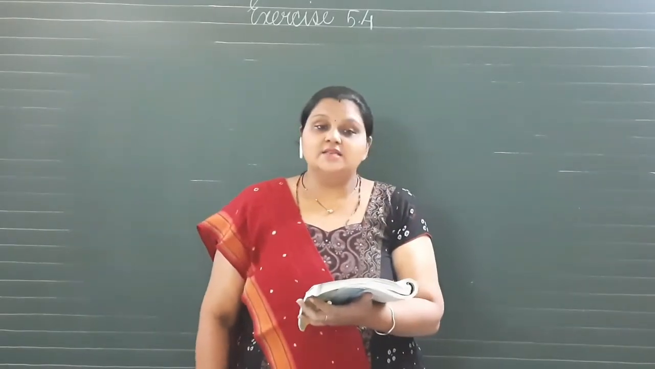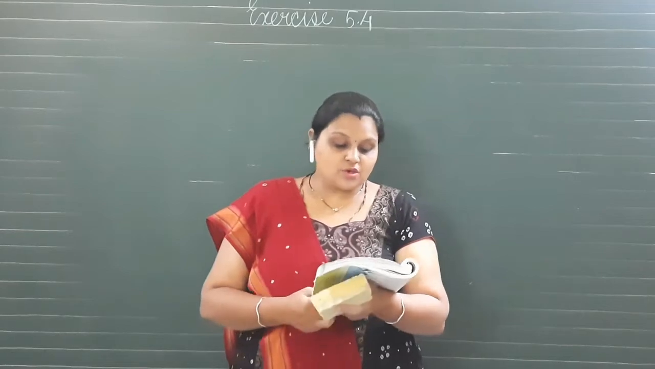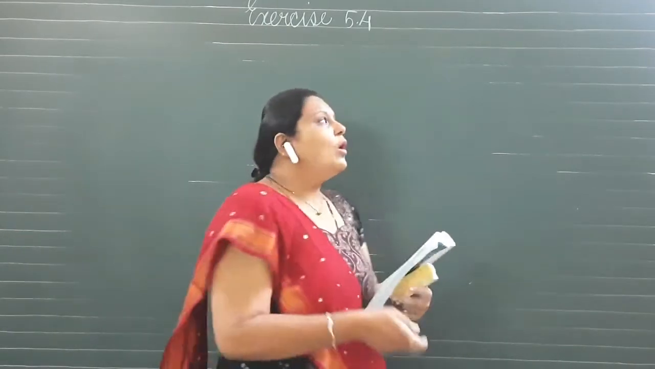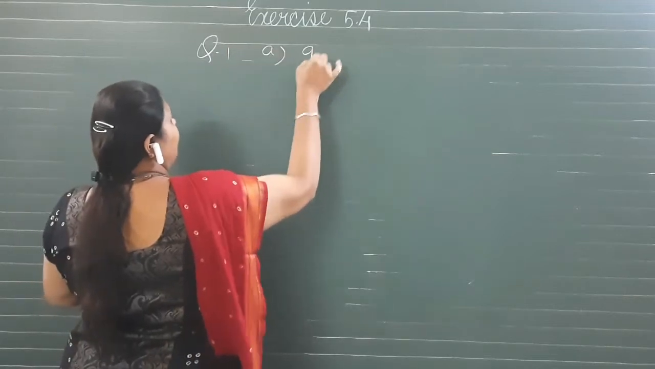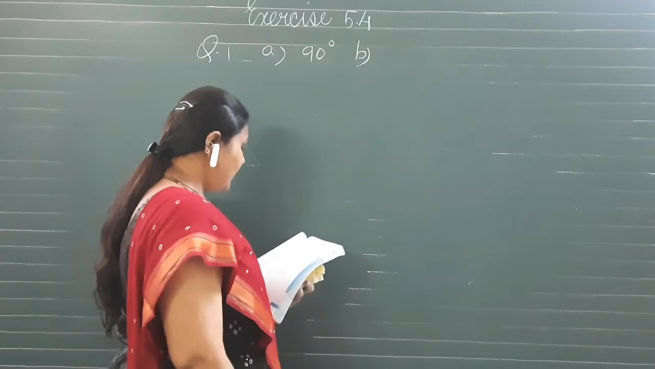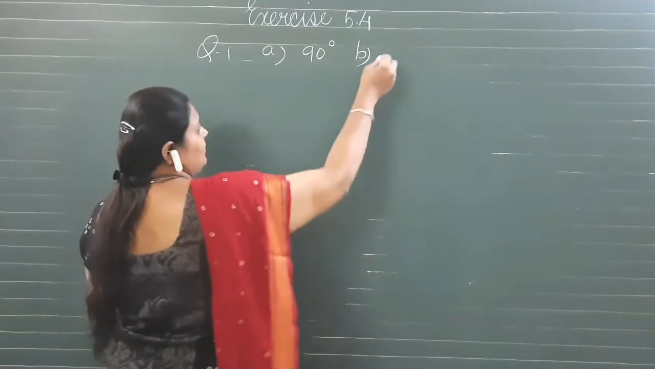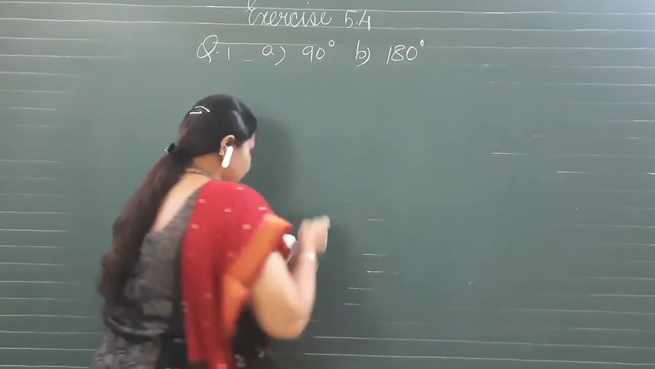Now let us start exercise 5.4. Question number 1. What is the measure of a right angle? Now we all know the measure of a right angle is 90 degree. B. What is the measure of a straight angle? Straight angle means 180 degree.